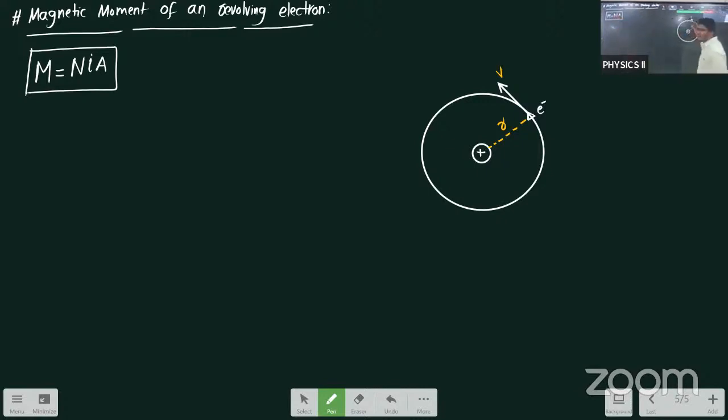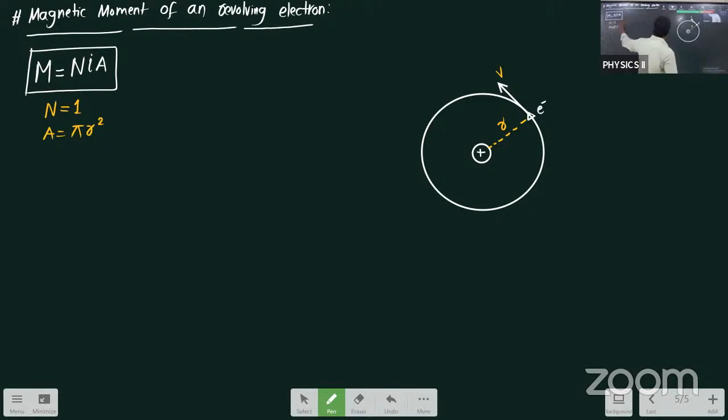See here, I have considered only one electron revolving around the nucleus. So what will be the value of N? I can take N is equal to 1, only one loop is there. Now I am supposed to determine the value of I and A. This is the circular loop. The area of a circular loop is pi into the radius squared. Radius is small r, so the area is pi r square.